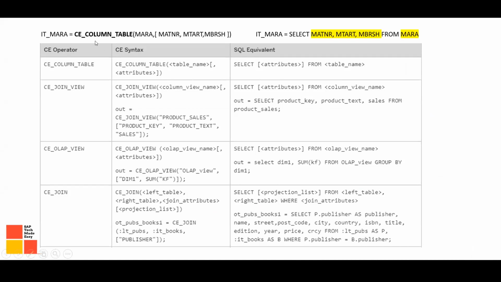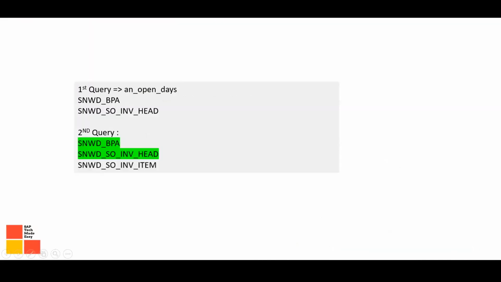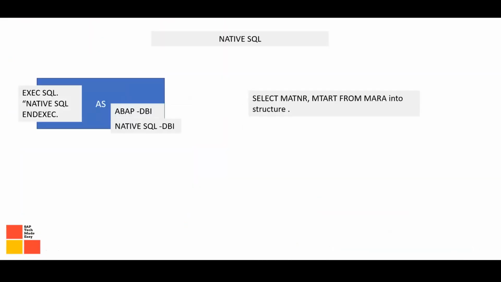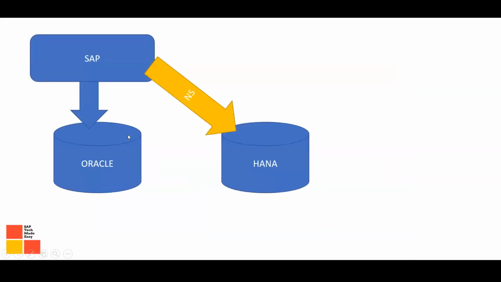In calculation view, there is a concept called calculation engine function, the C function. This is the example for the C function, and this is the syntax: you can see exec and end exec. Inside exec and end exec we write the native SQL, and this is the rule for the native SQL. So this I have covered.